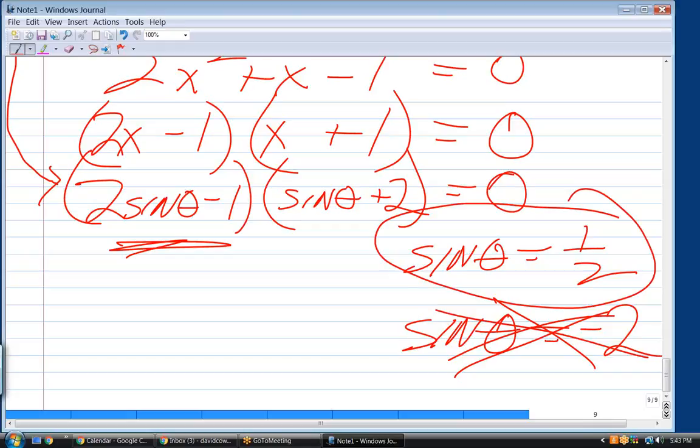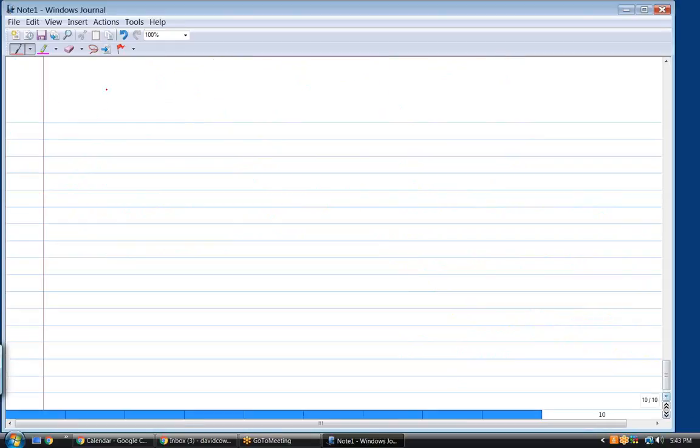Fine. Sine theta equals 1 over 2. Well, and then you know theta is 30 degrees and whatever else the domain is. If it's within the unit circle, theta is 30 and 150. Okay? The next one I have that's confusing is sine 2 theta times cosecant theta equals 1.